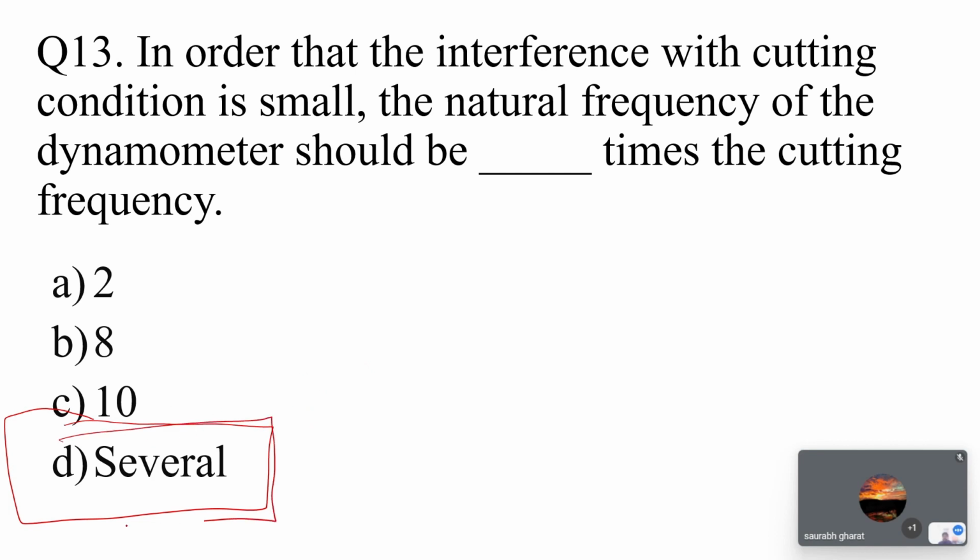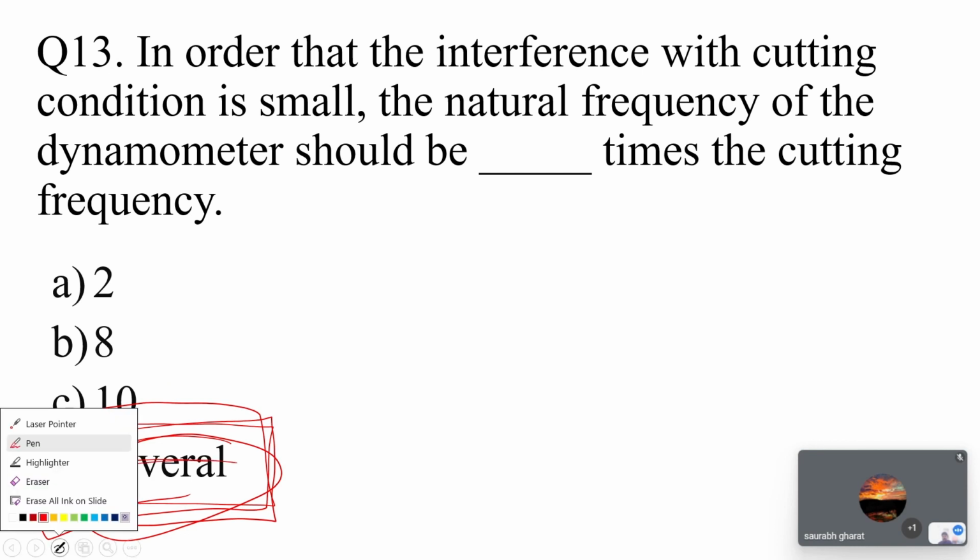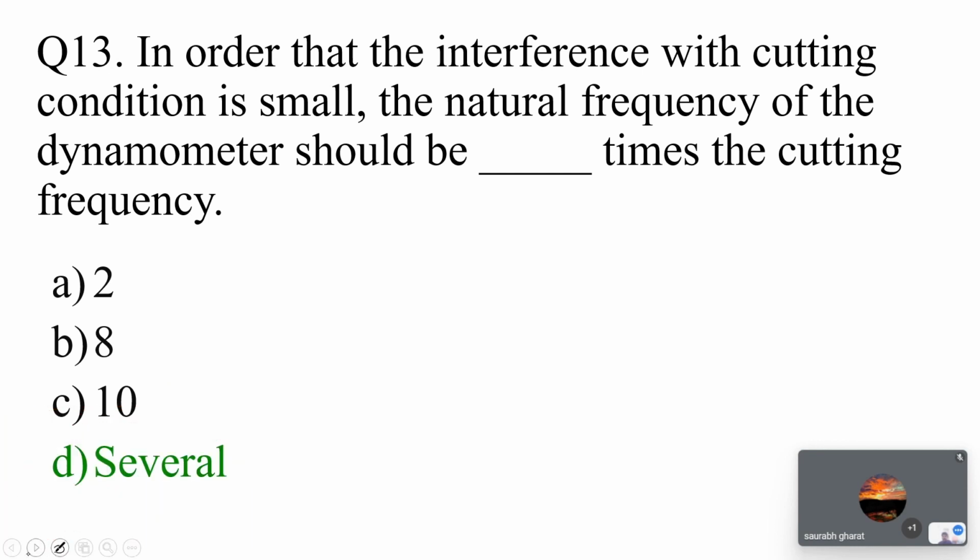So the natural frequency of the other part will never go up to this point, and resonance will never happen. You must consider this point here: it should be several times, so that there is no condition for interference in the signal. This is again the condition for a dynamometer.